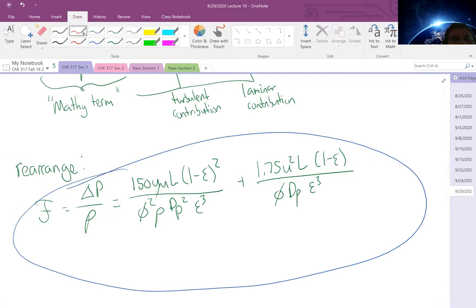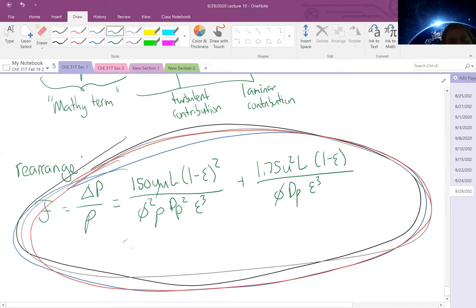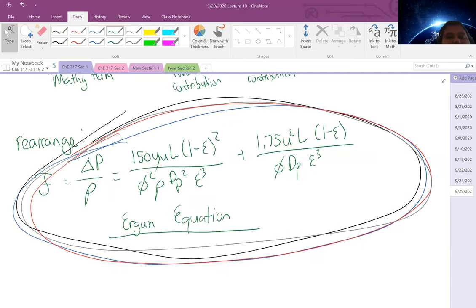this is an important equation. So I'll do all my circling, which I'm sure there's a high chance that Adams introduced it. It's the Ergun equation, which essentially defines frictional dissipation through a packed bed, where we have our laminar contribution here. So I say this is the laminar portion, and our turbulent contribution is here.